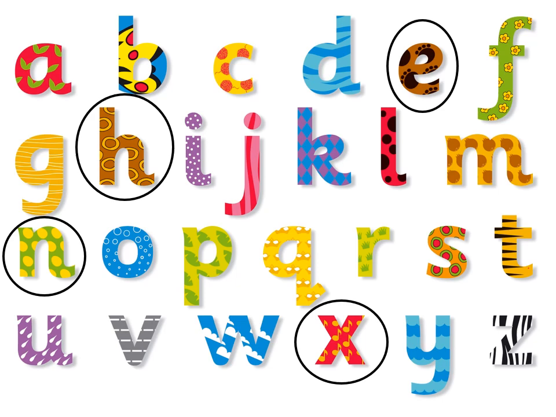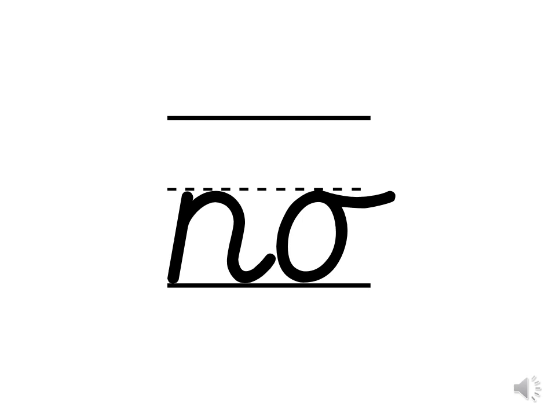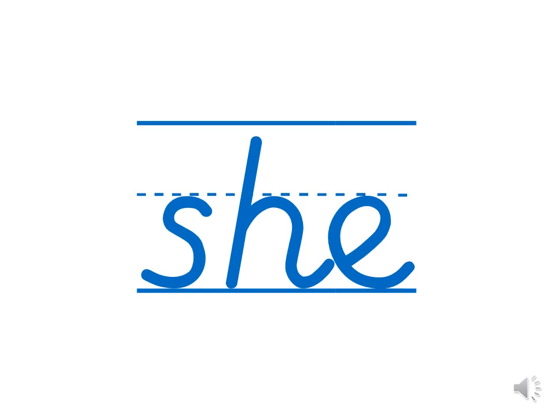We're going to recall our common exception words now. I'm going to show you a word and I would like you to tell me what it is as quickly as you can. Look out for those phonic clues, but also watch out for those tricky parts. Remember, if it's going too quickly, you can just pause the video, have some thinking time, and then continue. Well done, everyone.